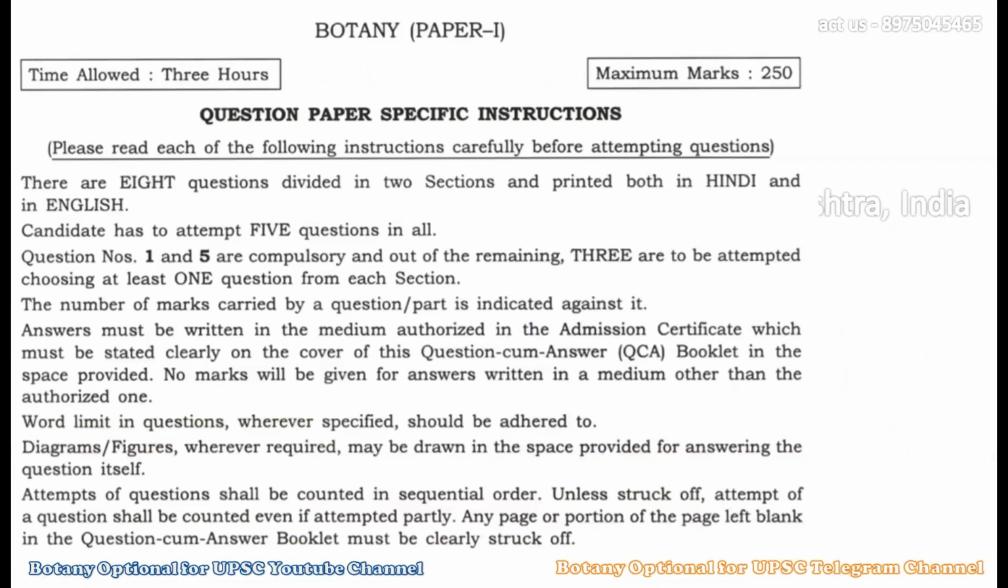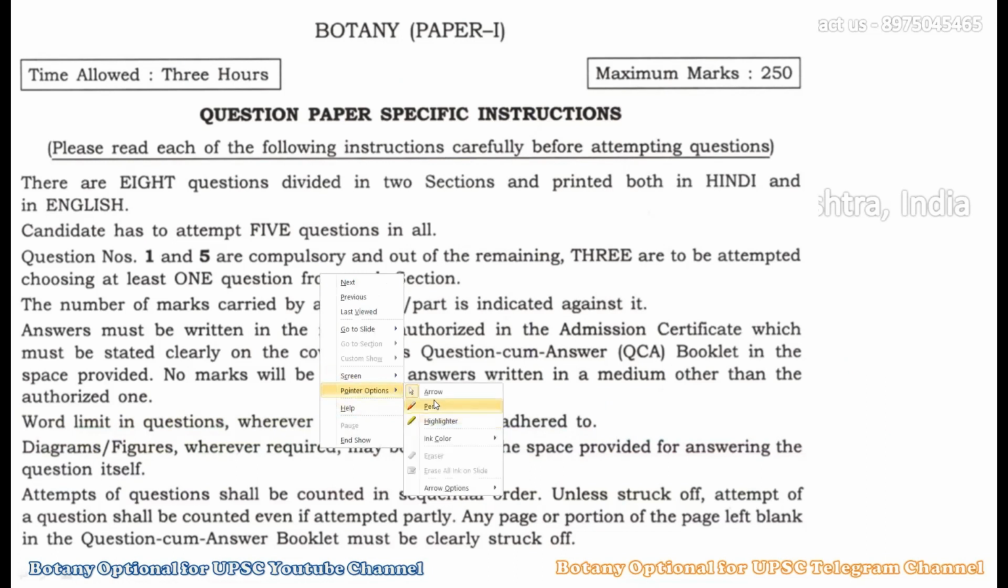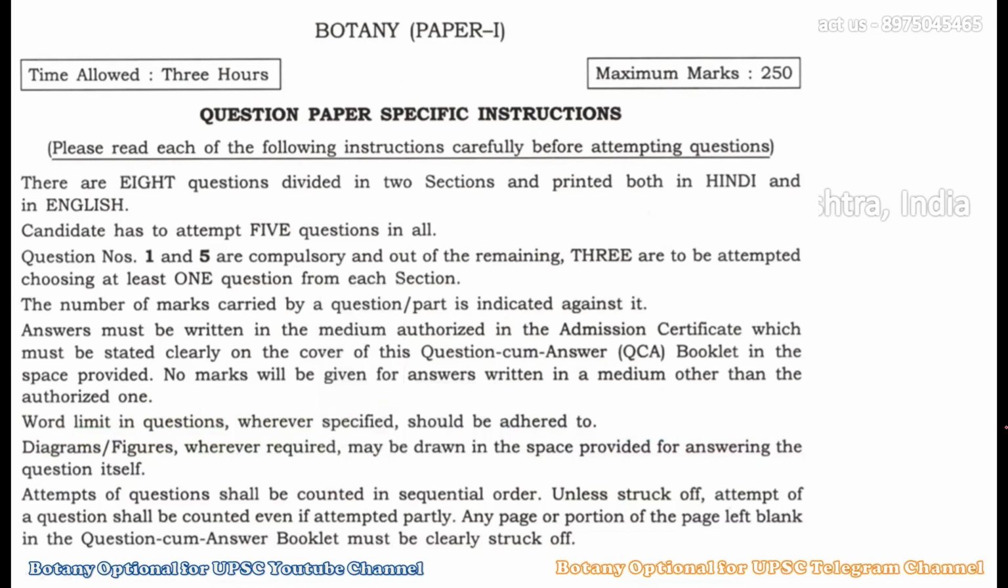Now consider this is the question paper, and in this question paper you will have some of the instructions on the very first page. Now consider there are in all 8 questions. Here what you can read in the first instruction is that there were 8 questions, right? These 8 questions are divided into how many sections? 2 sections. Total 8 questions divided into 2 sections. Both were printed in Hindi as well as in the English language, right?